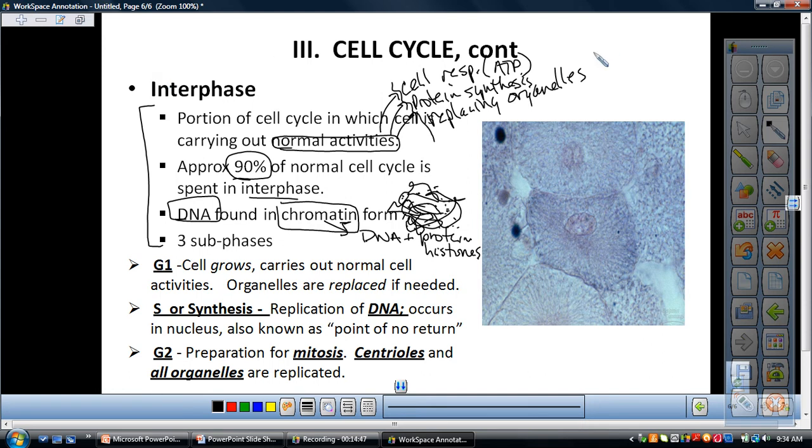Now, if I talk about the other words that describe DNA, one of the words that I want you to know is called genome.